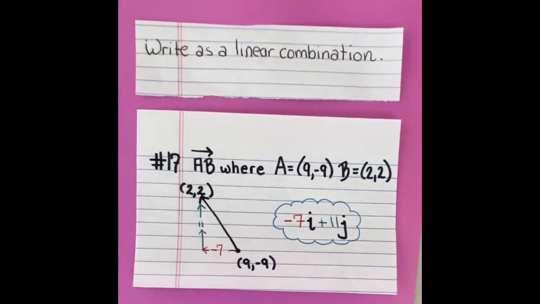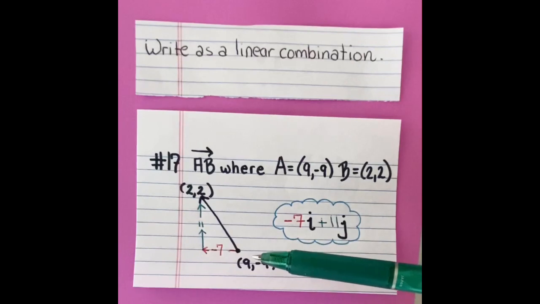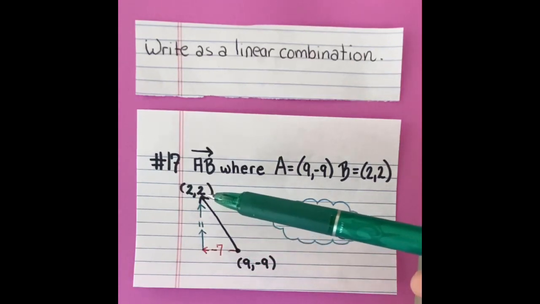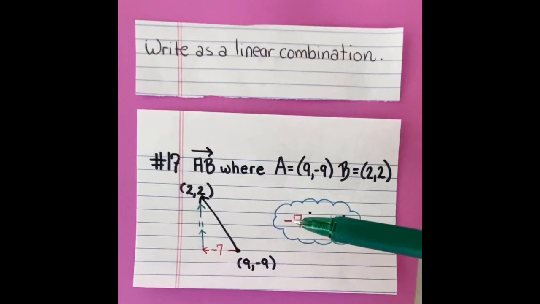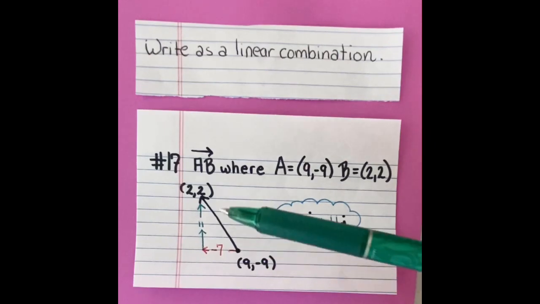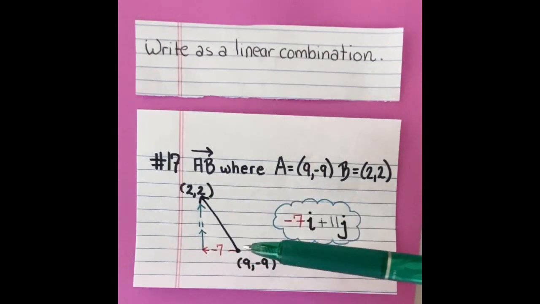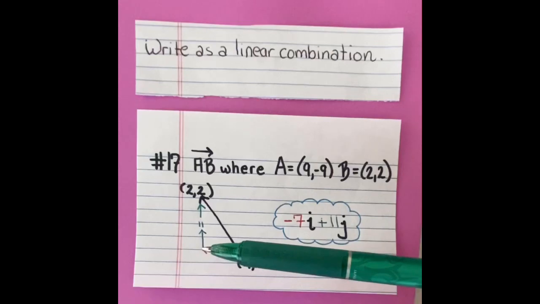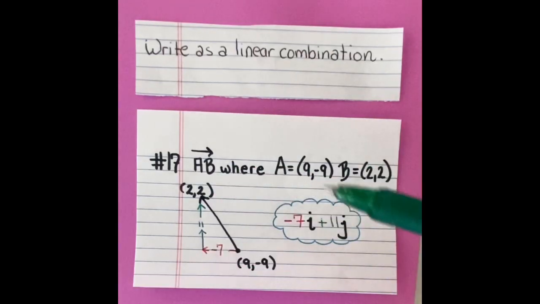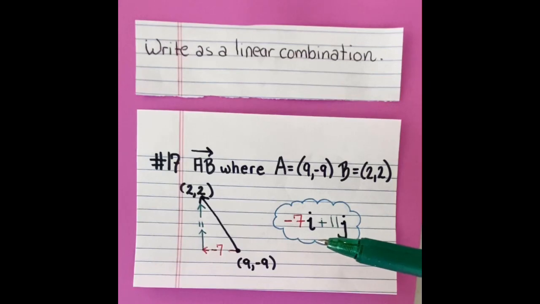To write vector AB as a linear combination, I sketched the vector, plotting A, the tail, and B, the head. The number in front of i is how much we need to move right or left. The number in front of j is how much we need to move up or down. We always want to start at the tail and move to the head. So we need to go left 7 and then up 11. So the vector in linear combination form is -7i + 11j.